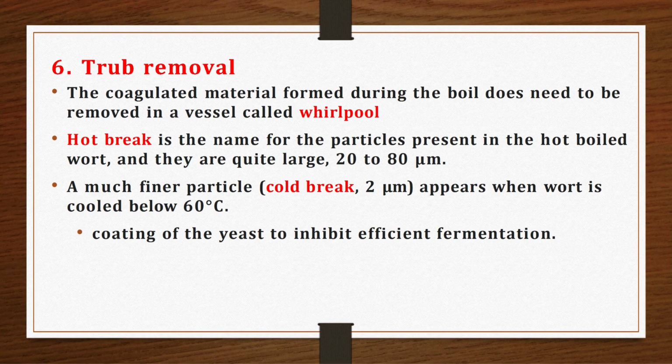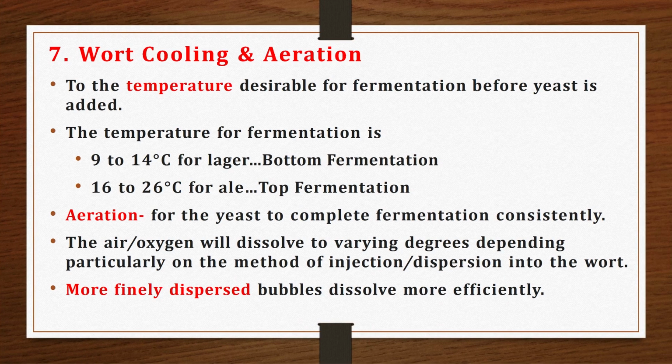So what happens to that coagulated material, the trub? It needs to be removed in a vessel called a whirlpool. The hot break are the particles present in the hot boiled wort, and they are quite large, about 20 to 80 μm. But a much finer particle, called the cold break, about 2 μm in size, appears when the wort is cooled below 60°C. This can be a problem by coating the yeast and inhibiting efficient fermentation.